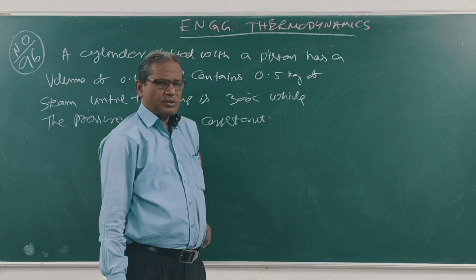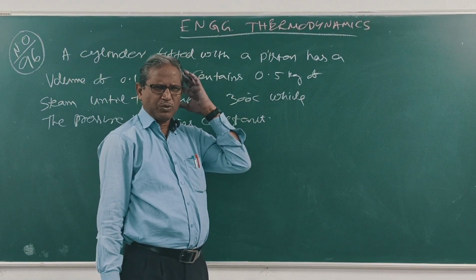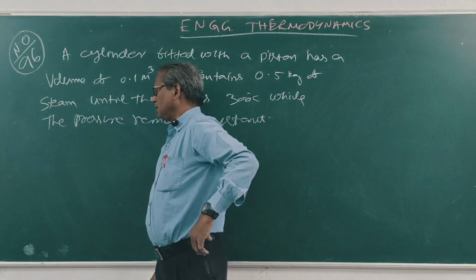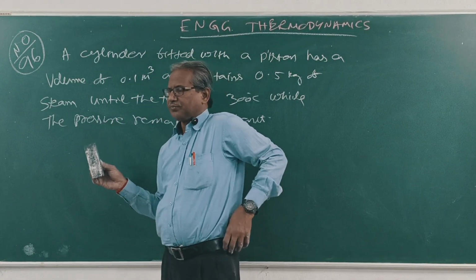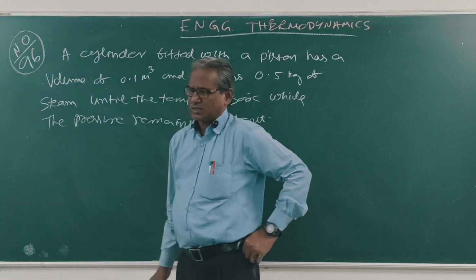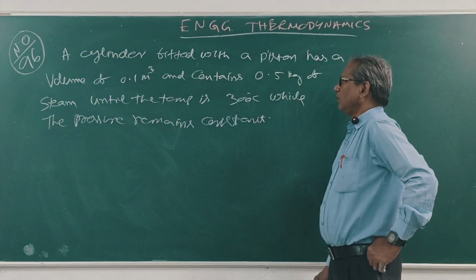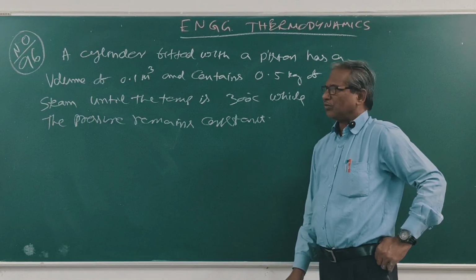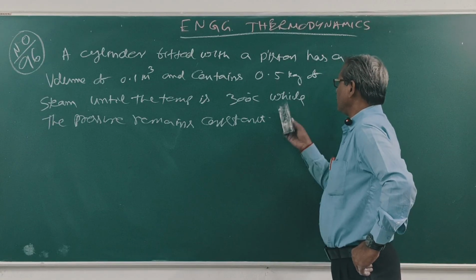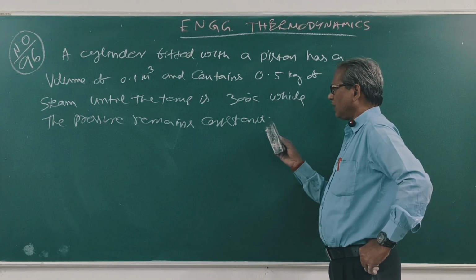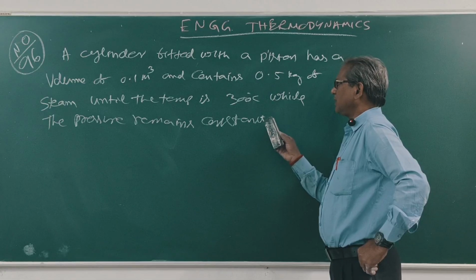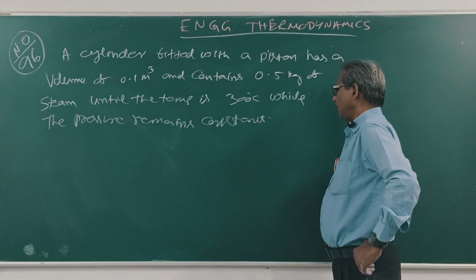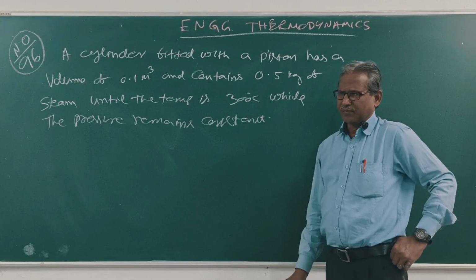Now, this is a very important problem, but very simple, not difficult. The question is number 96. A cylinder fitted with a piston has a volume of 0.1 meter cube and contains 0.5 kg of steam until the temperature is 300 degrees centigrade, while the pressure remains constant.